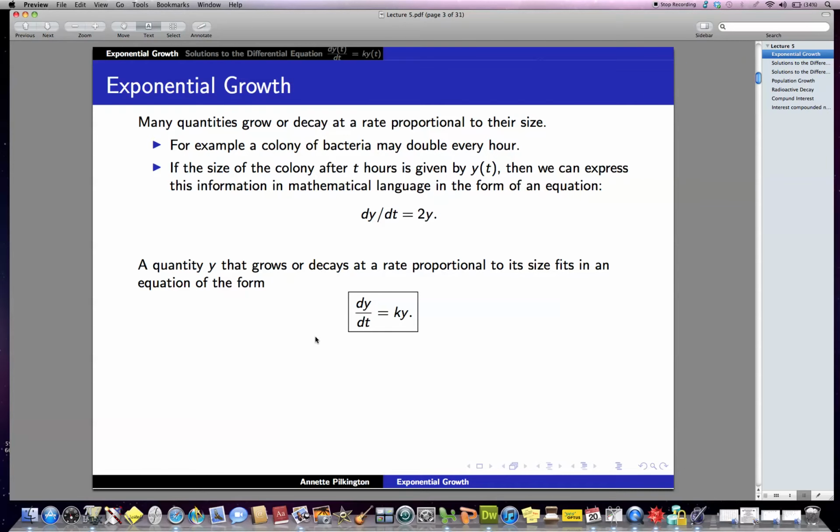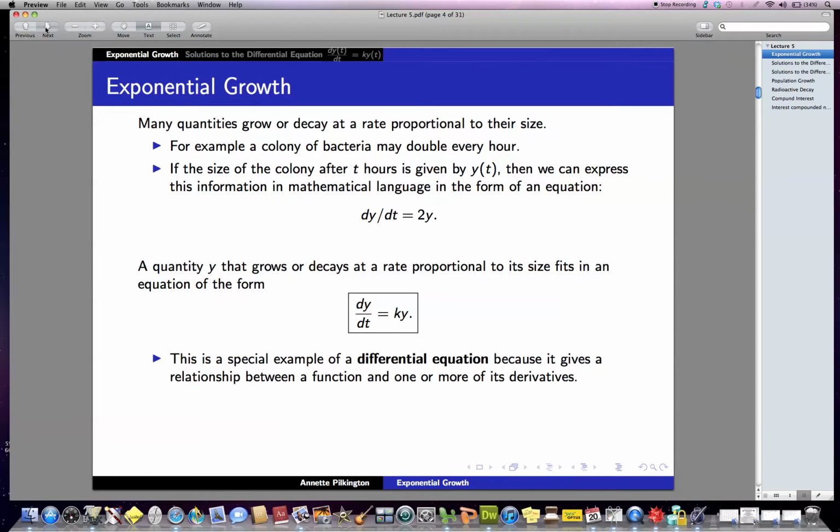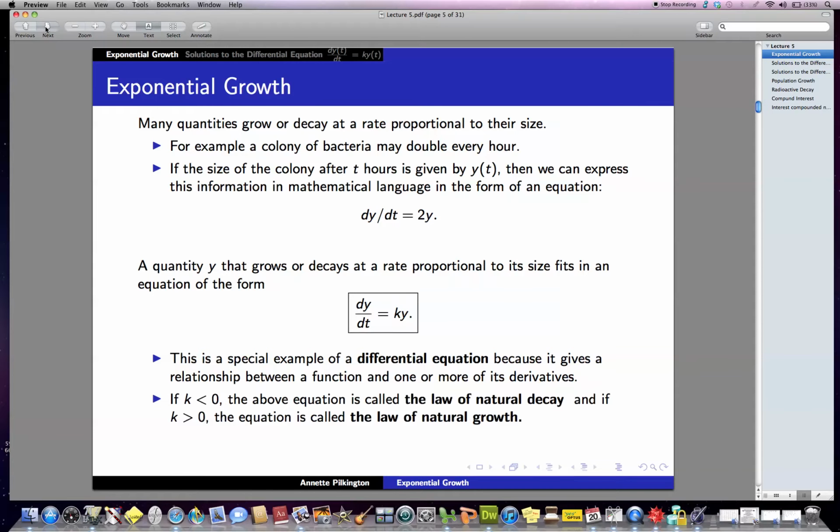Any quantity y that grows or decays at a rate proportional to its size is going to fit an equation like this: dy/dt equals k times y. This is a very special example of something called a differential equation, an equation which gives a relationship between a function and one or more of its derivatives. If k is positive, we call it the law of natural growth, and if k is negative, we call it the law of natural decay.